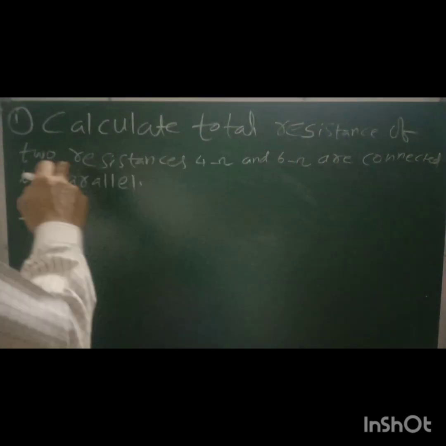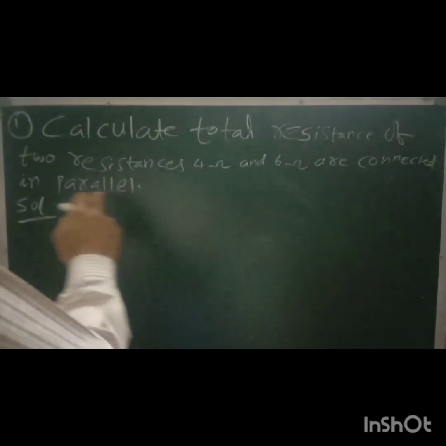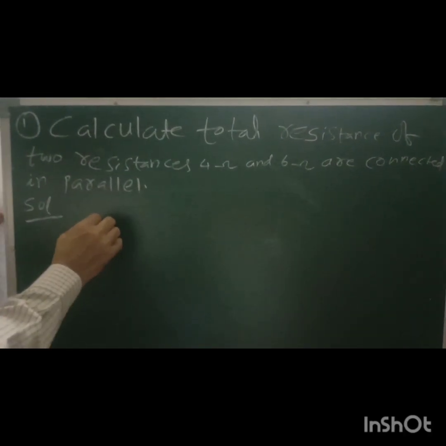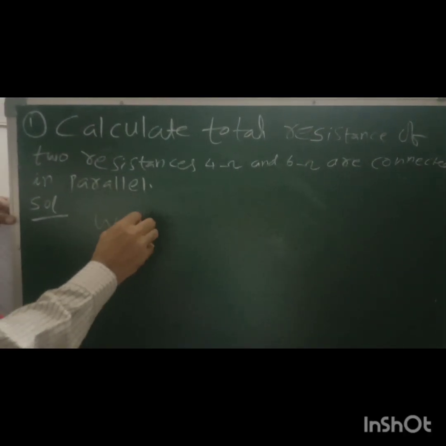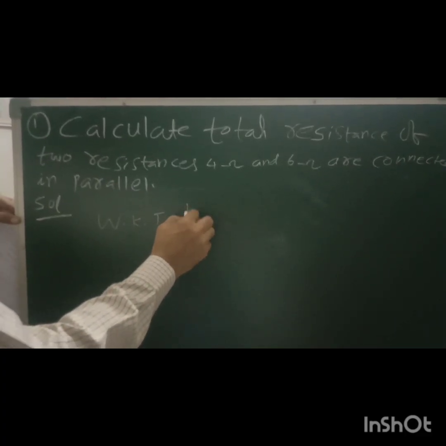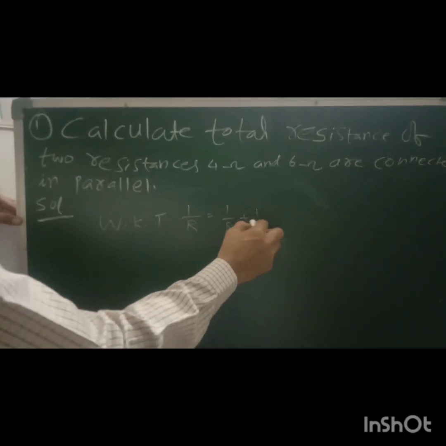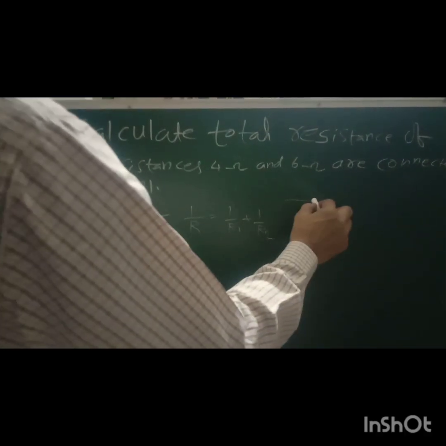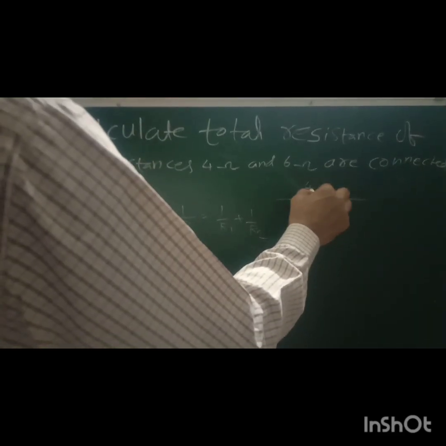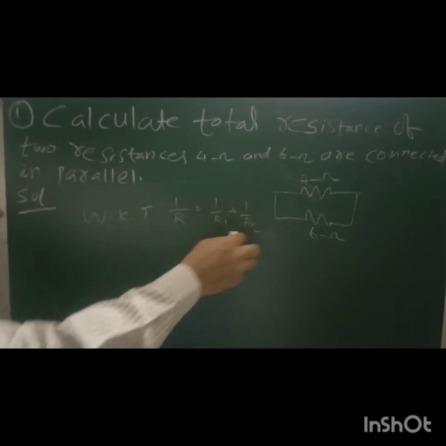Total resistance of two resistances, 4 ohm and 6 ohm, connected in parallel. We know that when two resistances are connected in parallel, the equivalent resistance is given by 1 by R is equal to 1 by R1 plus 1 by R2. So R1 is 4 ohm and R2 is 6 ohm, connected in parallel.